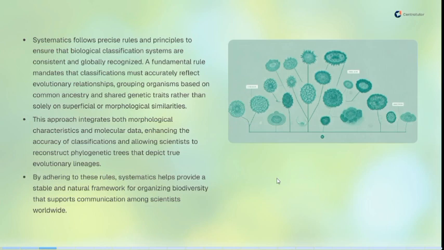By adhering to these rules, systematics helps to provide a stable and natural framework for organizing biodiversity that supports communication among scientists. All these methods of naming have the purpose of giving scientists a common ground for identifying living organisms.